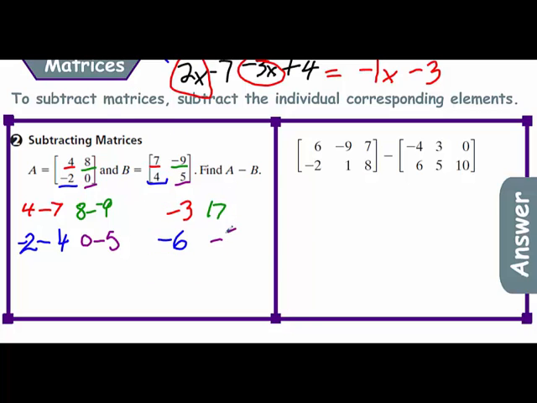Let's see if you arrive at the correct answer with our second practice of subtraction. Again, they have to have the same dimensions. These ones do. 2 rows, 3 columns, 2 rows, 3 columns. Same dimensions, good to go. Try this practice. Hit pause. See if you get the right answer.